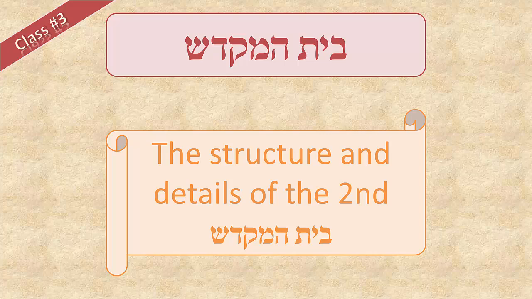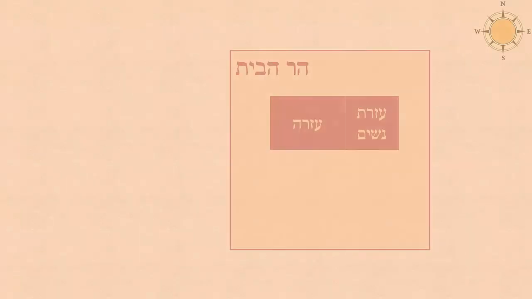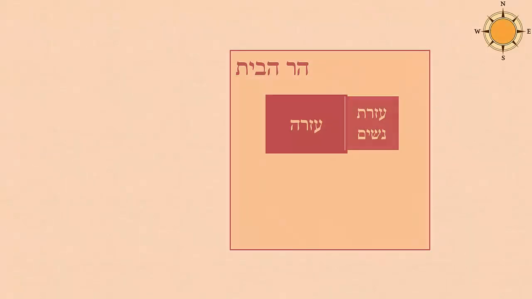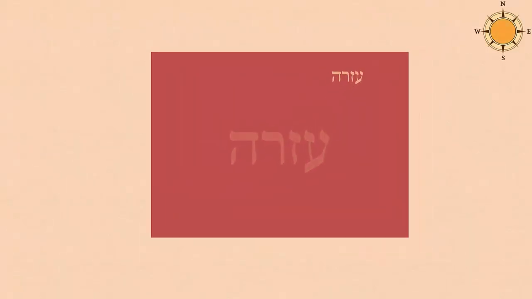Welcome to the third class on the structure and details of the second Beis Hamikdash. In the previous class, we learned about the Ezras Nashim, and now we're going to move on to learn about the Azara. It's going to take us a number of classes to go through the Azara, since there's a lot involved in the Azara. In this class, we're going to present a general overview of the Azara and the dimensions of the Azara.